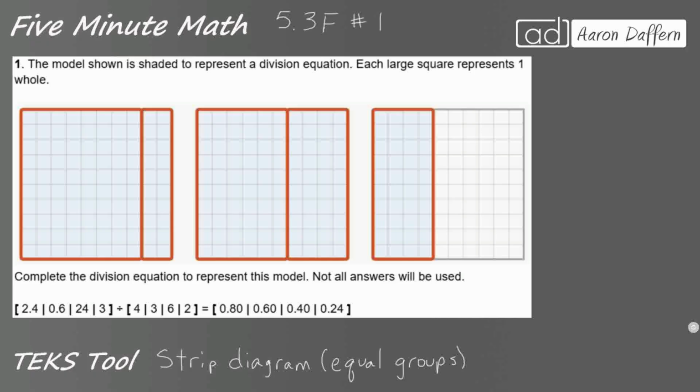So we have a model being shown, and what we need to do is turn this into a division equation down at the very bottom. We're going to pretend these are different drop downs, right? And we would choose one of the terms there, divided by one of the terms there, equals one of the terms there. So what is this model actually showing us?